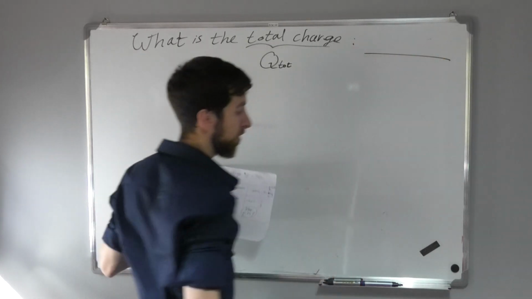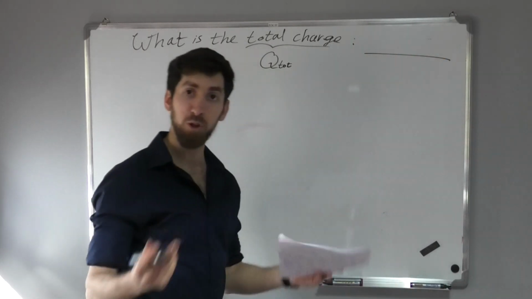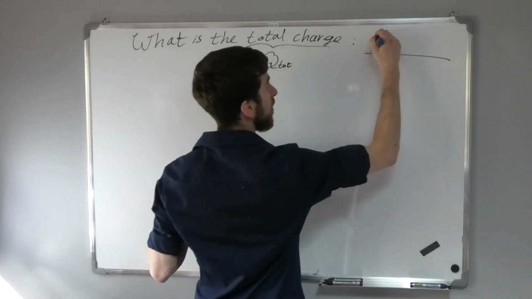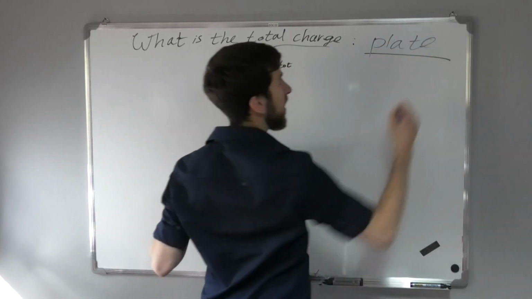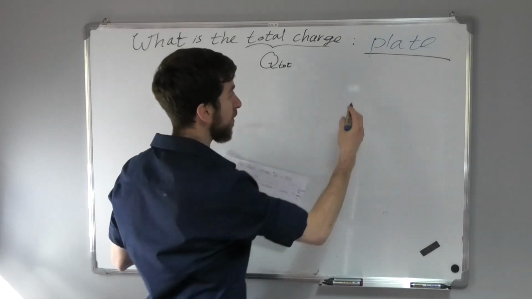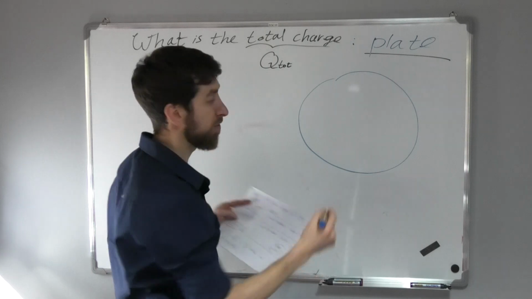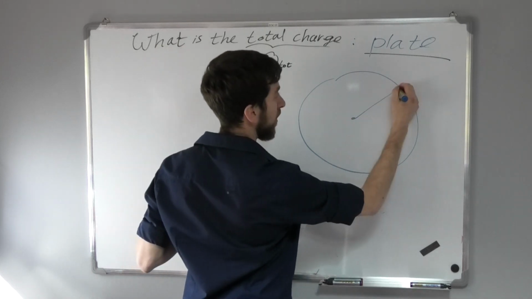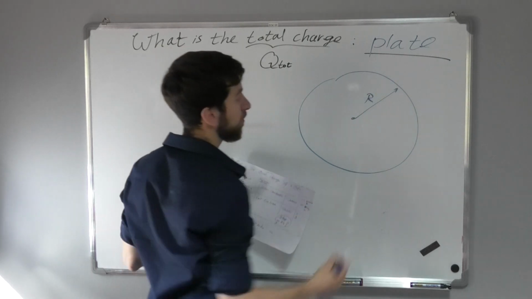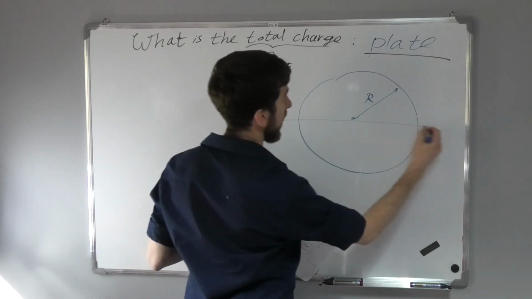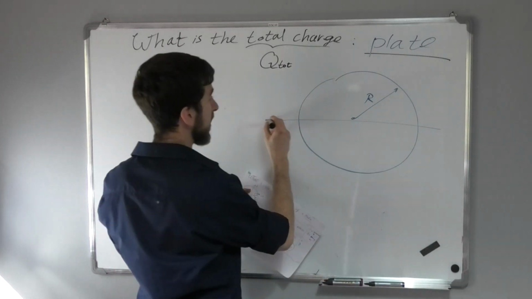Total of what? This time it's going to be a little bit more challenging. It's going to be the total charge of a plate. So let's draw a plate, how a plate looks like. What I need for a plate is actually only the radius, if it's a perfect circle. So R is the radius.